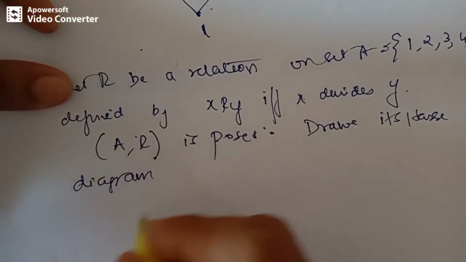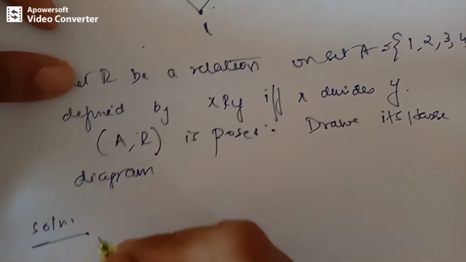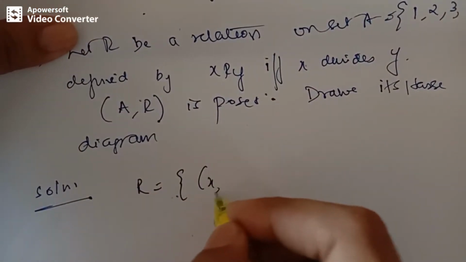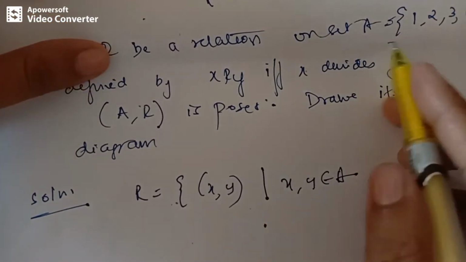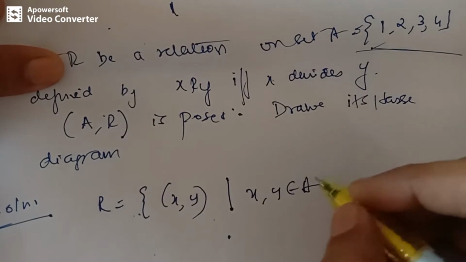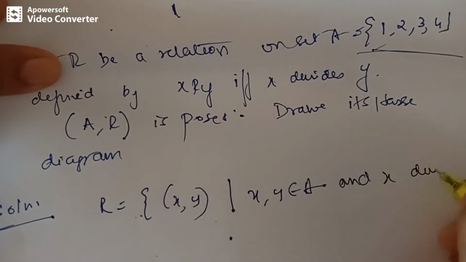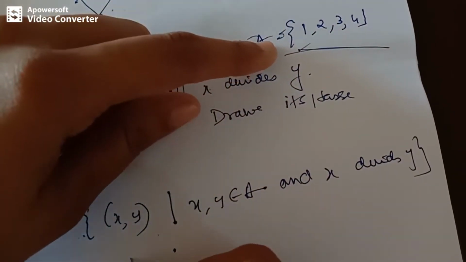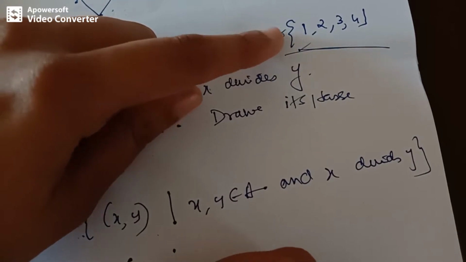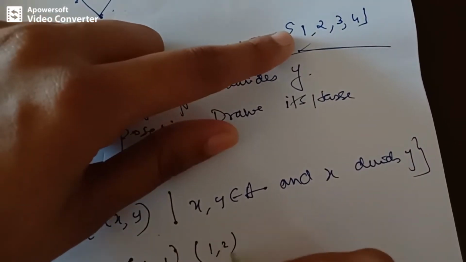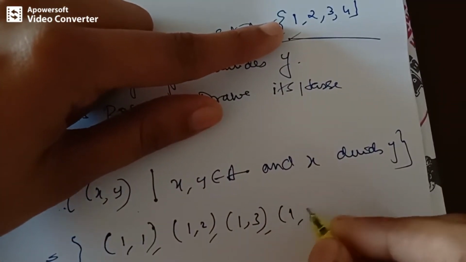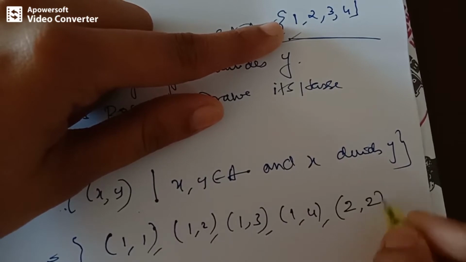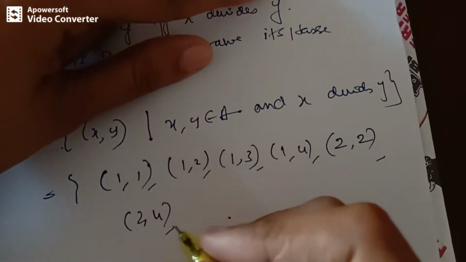So first of all, let's verify it's a poset. Okay, so let's draw the relation R. That is important for us. The relation R is in the form of an ordered pair x comma y, where x comma y should belong to the set A. And what is the criteria? That is x divides y. So let's check what are the elements that can perform this task. So x divides y. 1 divides 1, correct? 1 divides 2, 1 divides 3, then 1 divides 4, right? 2 divides 2, correct? 2 divides 4. I am including all of them.